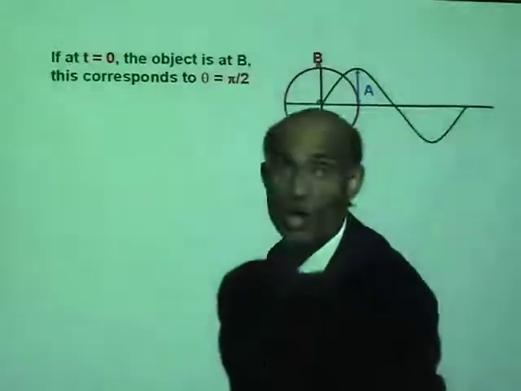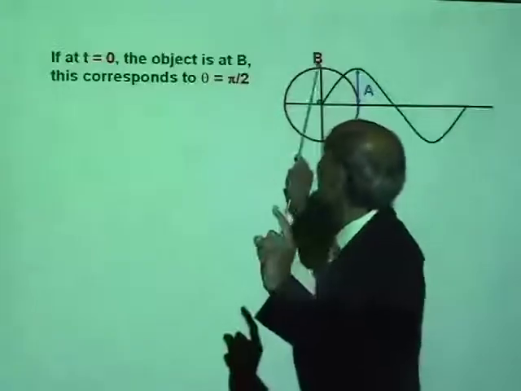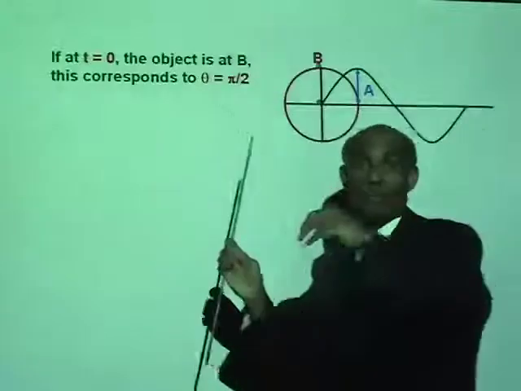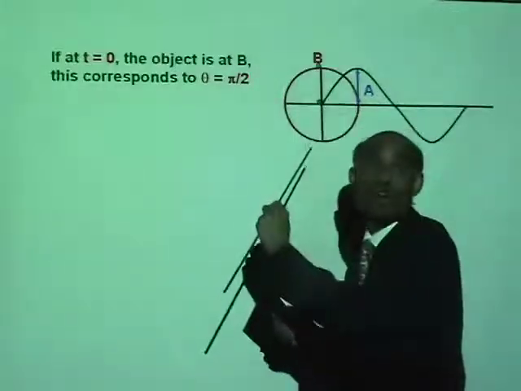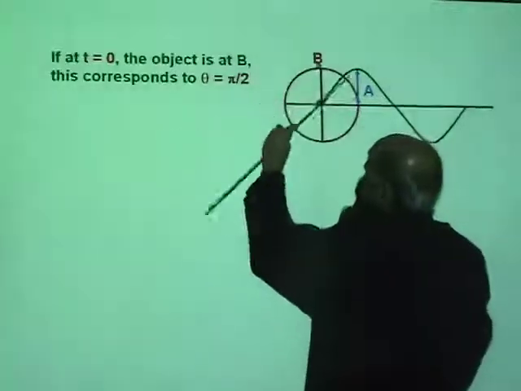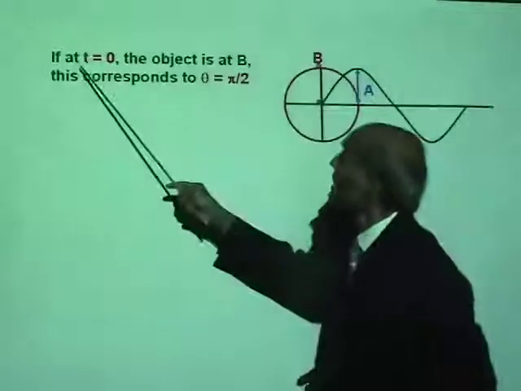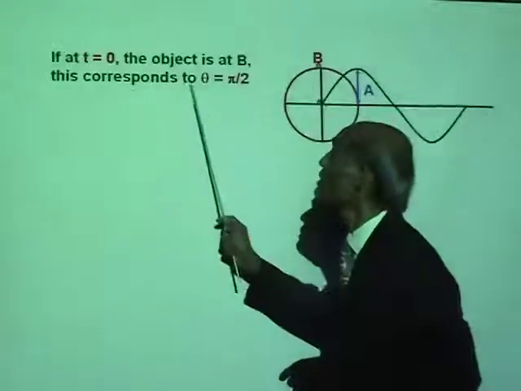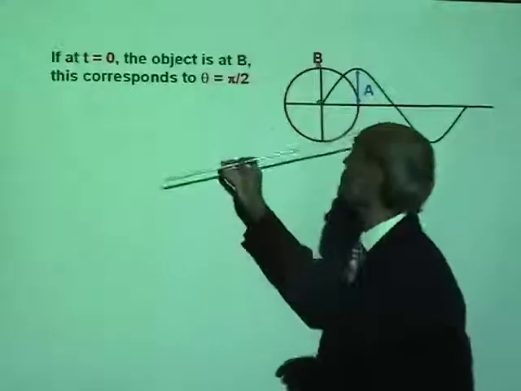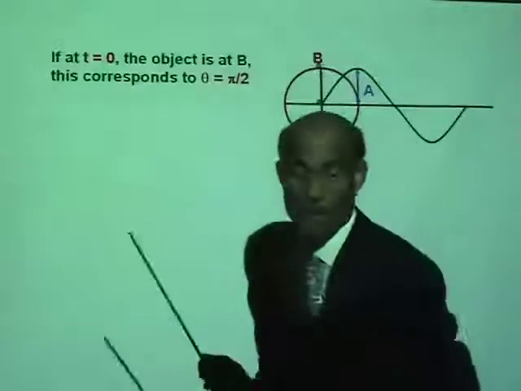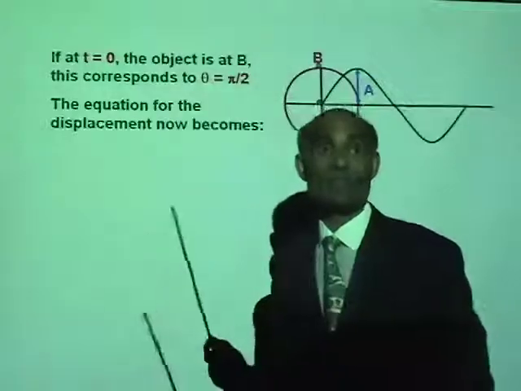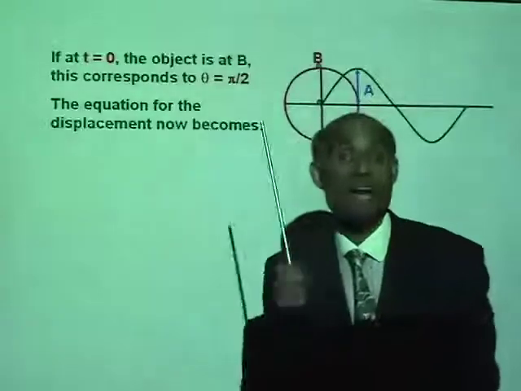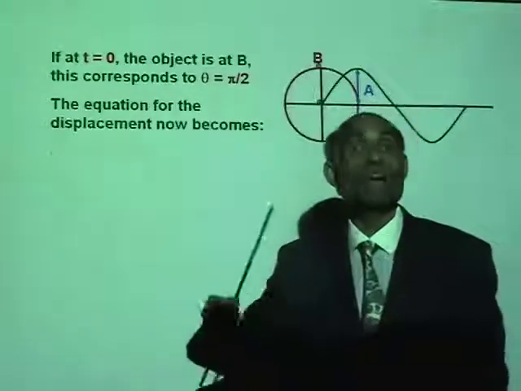When you start your clock, if you start your clock when the object reaches the upper extreme, that means the angle is no longer 0, the angle now is pi by 2. So, if at t equal to 0, the object is at B, this corresponds to an angular displacement theta equal to pi by 2. Therefore, the equation of the displacement needs to take that into account. Now, how will the equation change?